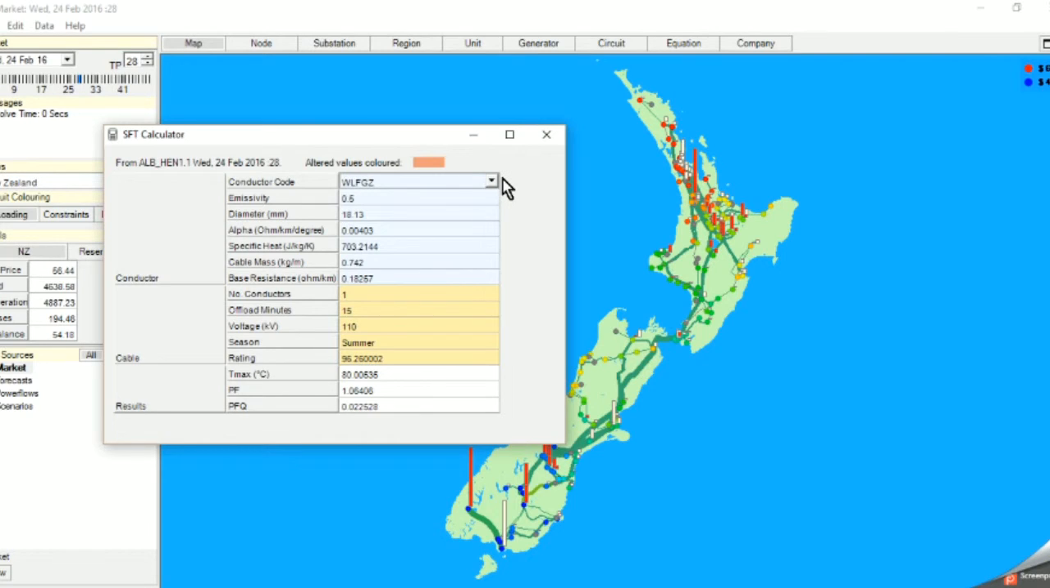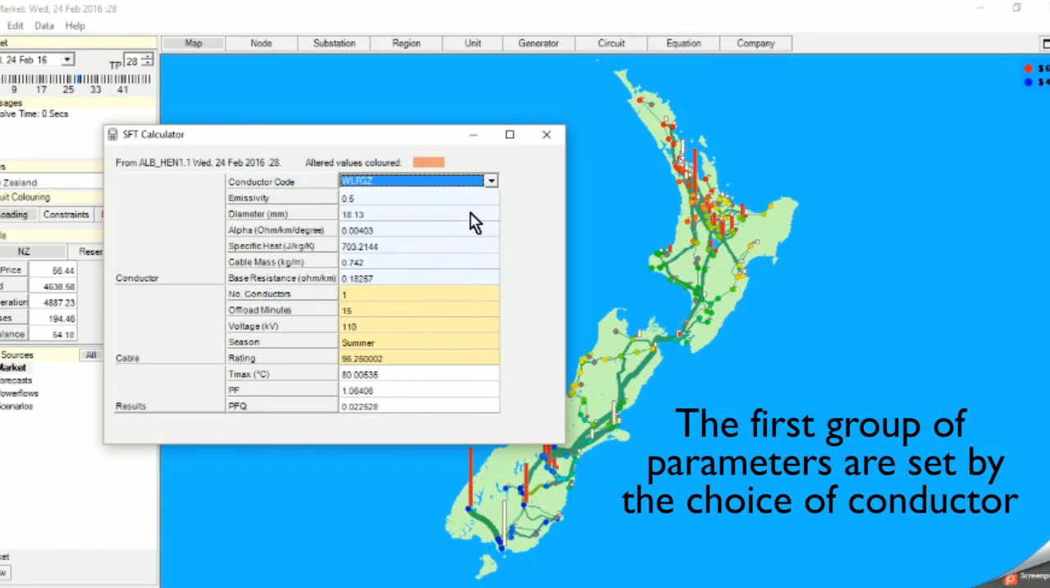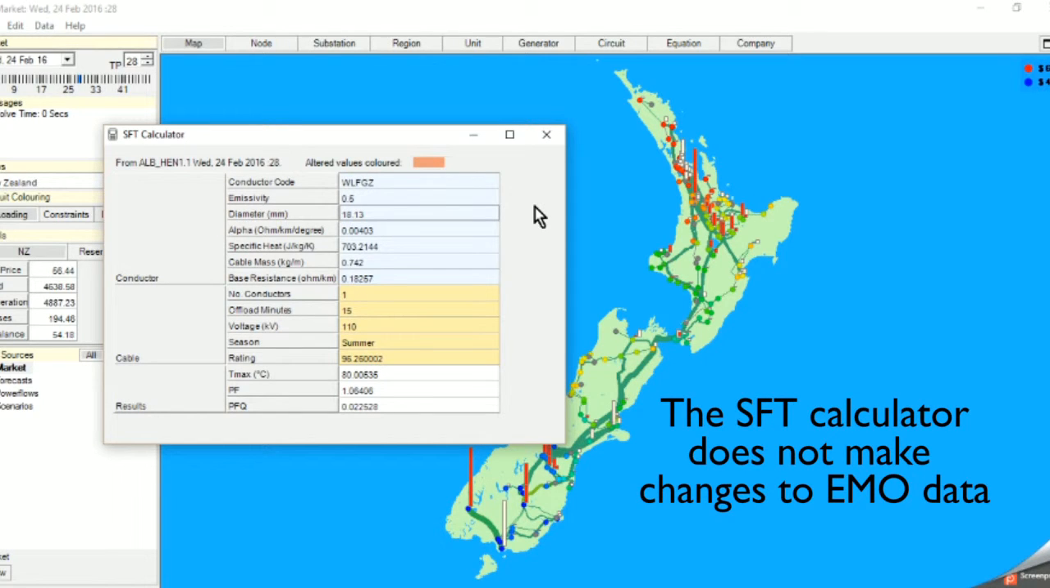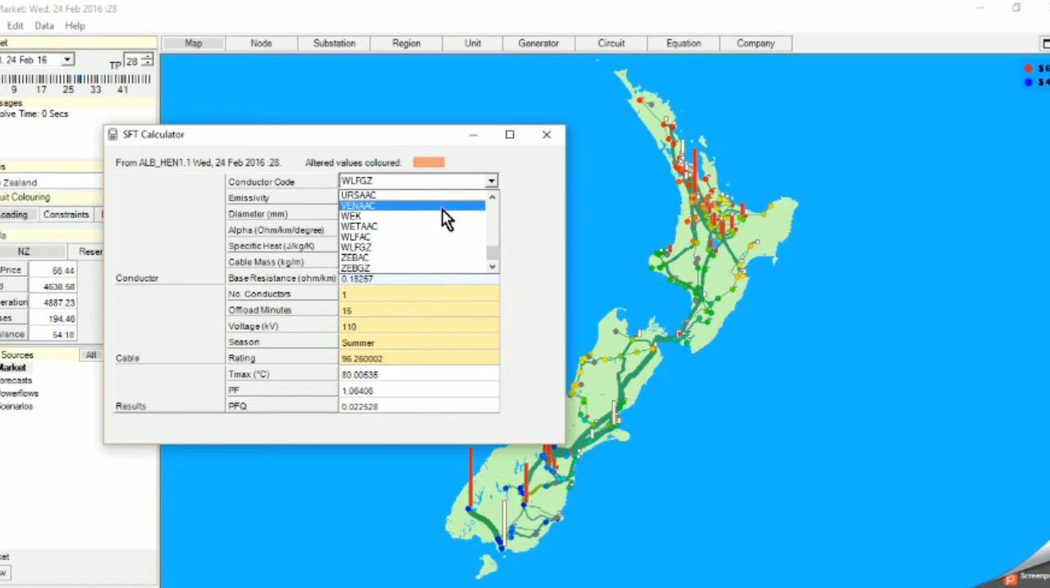Now the first set of input data are the cable parameters. I've pulled up an arbitrary line and it happens to have this particular cable. So I could change that cable and these input parameters below would change. Those are physical properties of that particular conductor. I could also change them if I wished to and if I knew what I was doing individually. Now it's important to note that anything that you enter into the SFT calculator is only used within the SFT calculator. None of this data is actually stored. So you cannot, for example, change the conductor for a particular circuit by changing it in the SFT calculator.